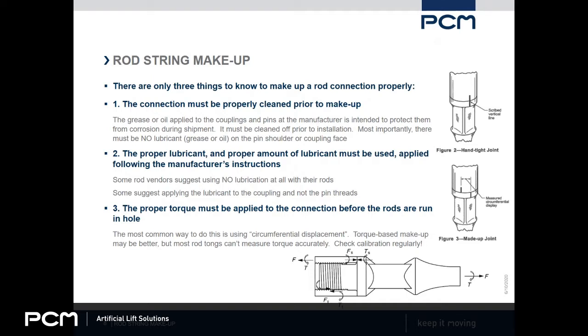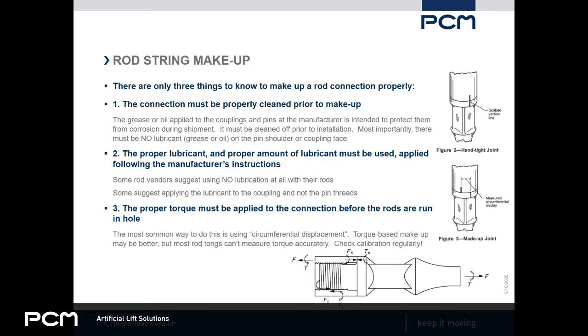So the second thing is to use the proper lubricant and the proper amount of lubricant. And here, some vendors will say to use no lubricant at all. The purpose of using lubricant on the sucker rod threads is to prevent damage due to galling. Some of the manufacturers put other types of coatings on them. Sometimes it's a phosphate that's applied to the coupling thread, sometimes to the pin, usually the coupling. And that's supposed to prevent the galling as well. So if you've got that, you might not need lubrication.